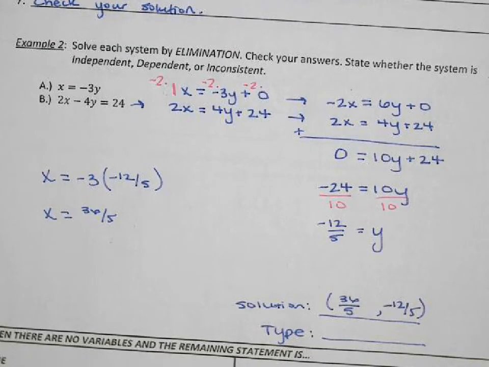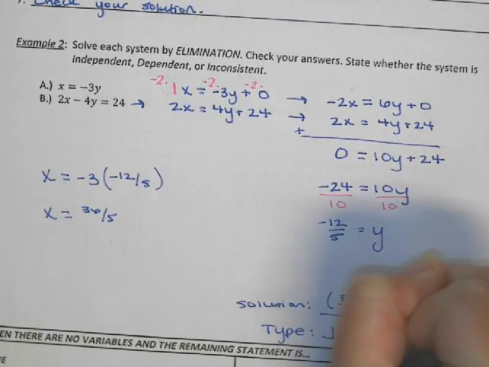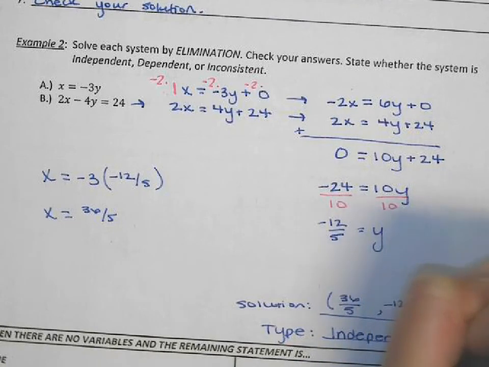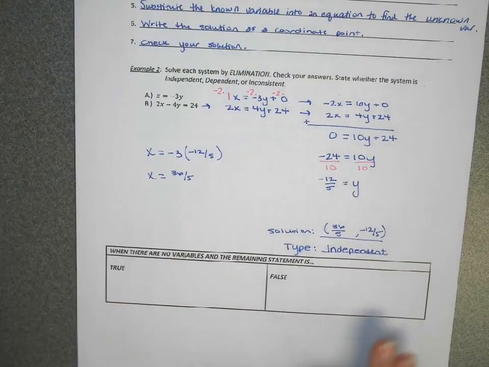Okay, well, what type of system is this? What is it when I have a solution? Independent. All right, let's go ahead and we'll write what we end up getting with the true or false statements, and then we'll go back and actually check our solutions. I'll show you how to check them.